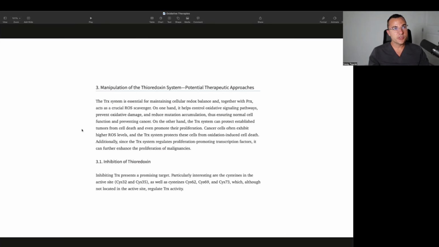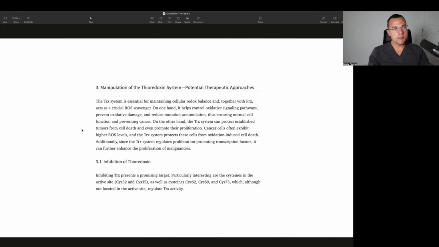On one hand, it helps control oxidative signaling pathways, prevent oxidative damage, and reduce mutation accumulation, thus ensuring normal cell function and preventing cancer. On the other hand, the TRX system protects established tumors from cell death and even promotes their proliferation. Cancer cells often exhibit higher ROS levels, and the TRX system protects these cells from oxidation-induced cell death. Additionally, since the TRX system regulates proliferation-promoting transcription factors, it can further enhance the proliferation of malignancies.